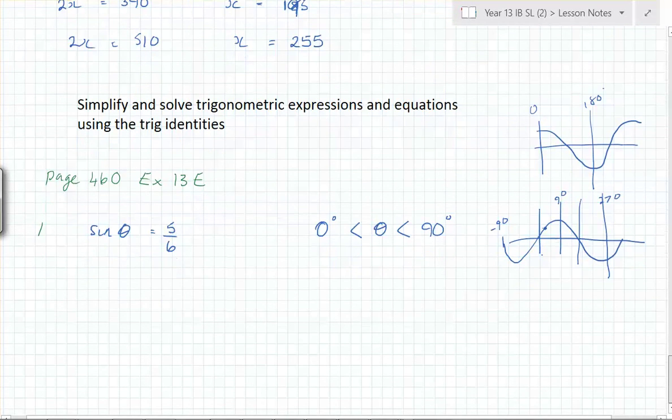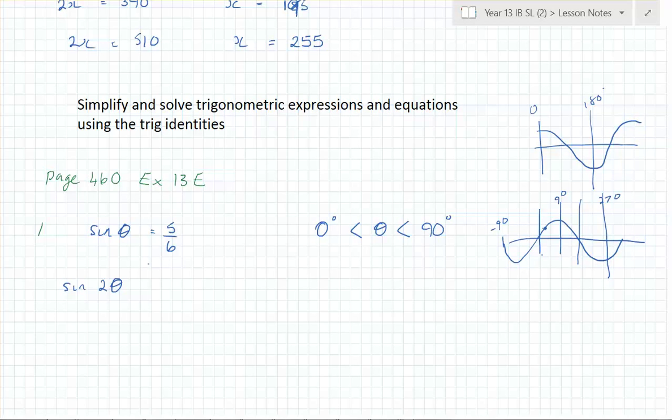Okay, so we're told that sine theta equals 5/6. We've got to find what sine of 2 theta will be. Now it's not okay just to go, it's 2 lots of 5/6. It doesn't work that way, does it? So we've got to use our identities.